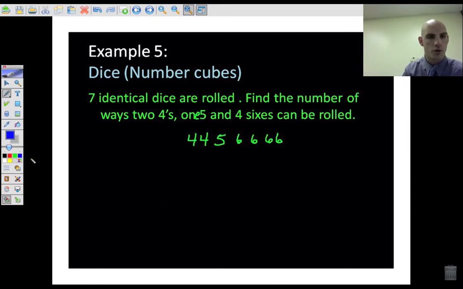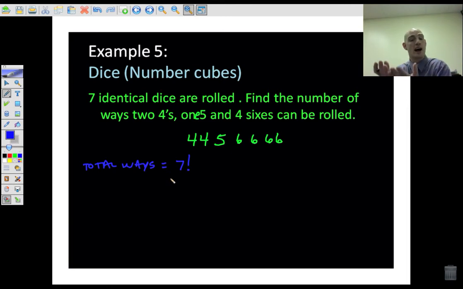The total number of ways is equal to 7 factorial, because that's the number of dice that we have, the number of objects that we are rolling. But we have to account for the repeats.